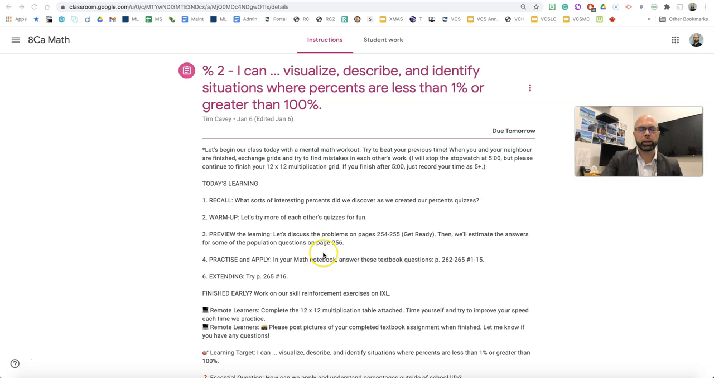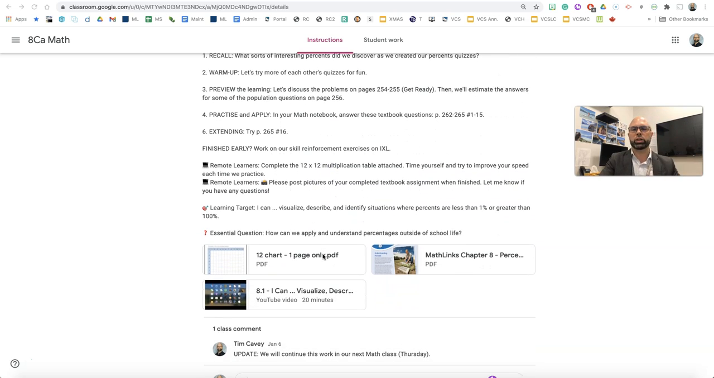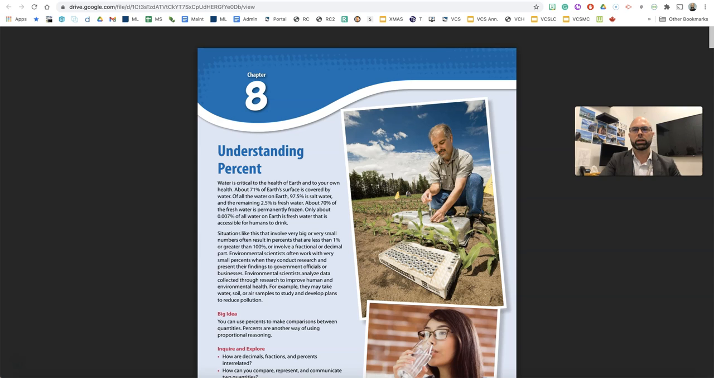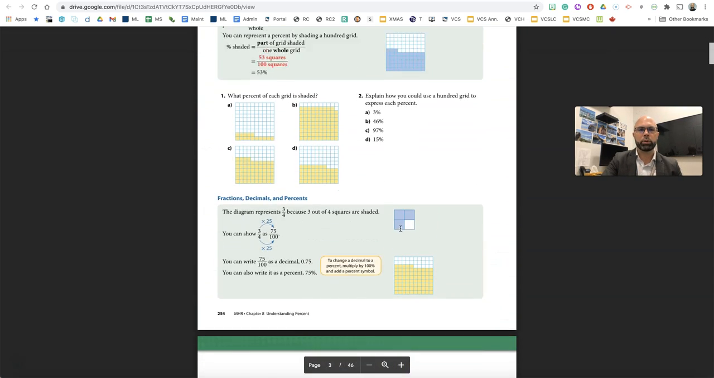I can visualize, describe, and identify situations where percents are less than 1% or greater than 100%. So yesterday, in my last video, I went through the introduction to the chapter and just barely got into 8.1 in your MathLinks textbook. And so I'd like to get a little bit deeper today and keep going with this.